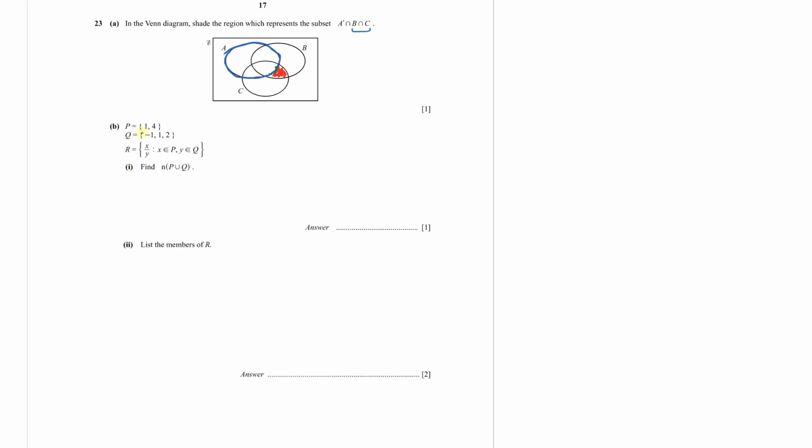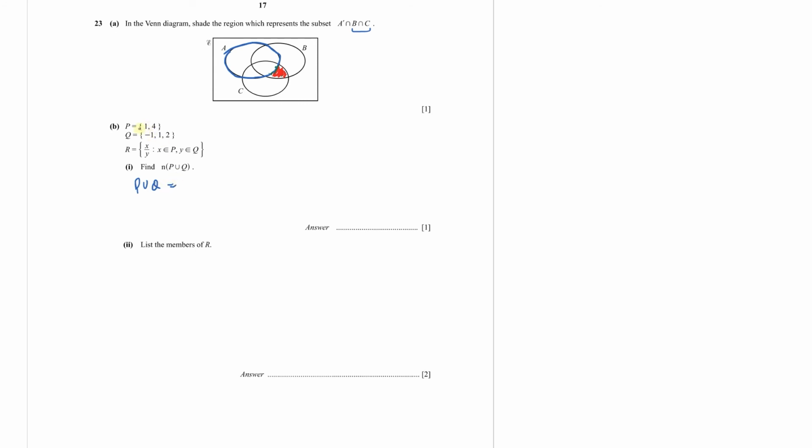Part B: P is a set of numbers 1 and 4, Q is -1, 1, 2, and R is X over Y, where X belongs to the set P and Y belongs to the set Q. Find the number of elements in P union Q. So P union Q will be all the elements in P and all the elements in Q, but we do not repeat the elements. So what is in P union Q?